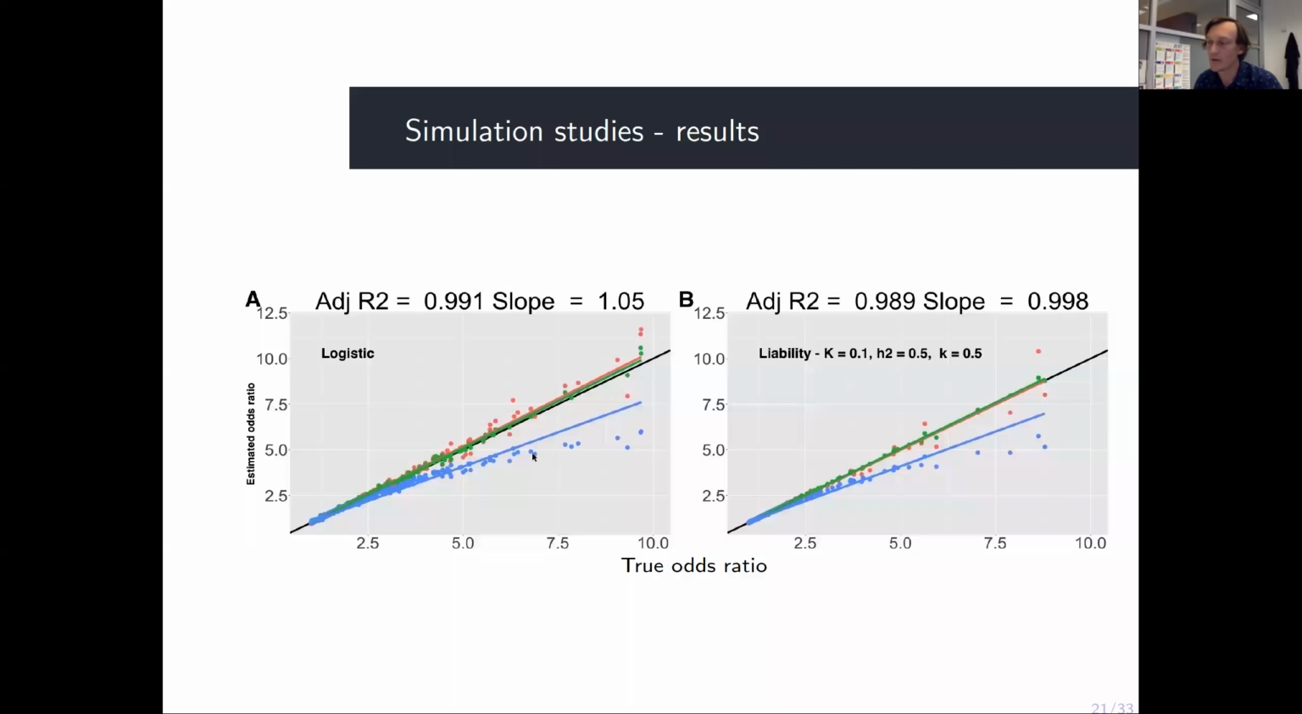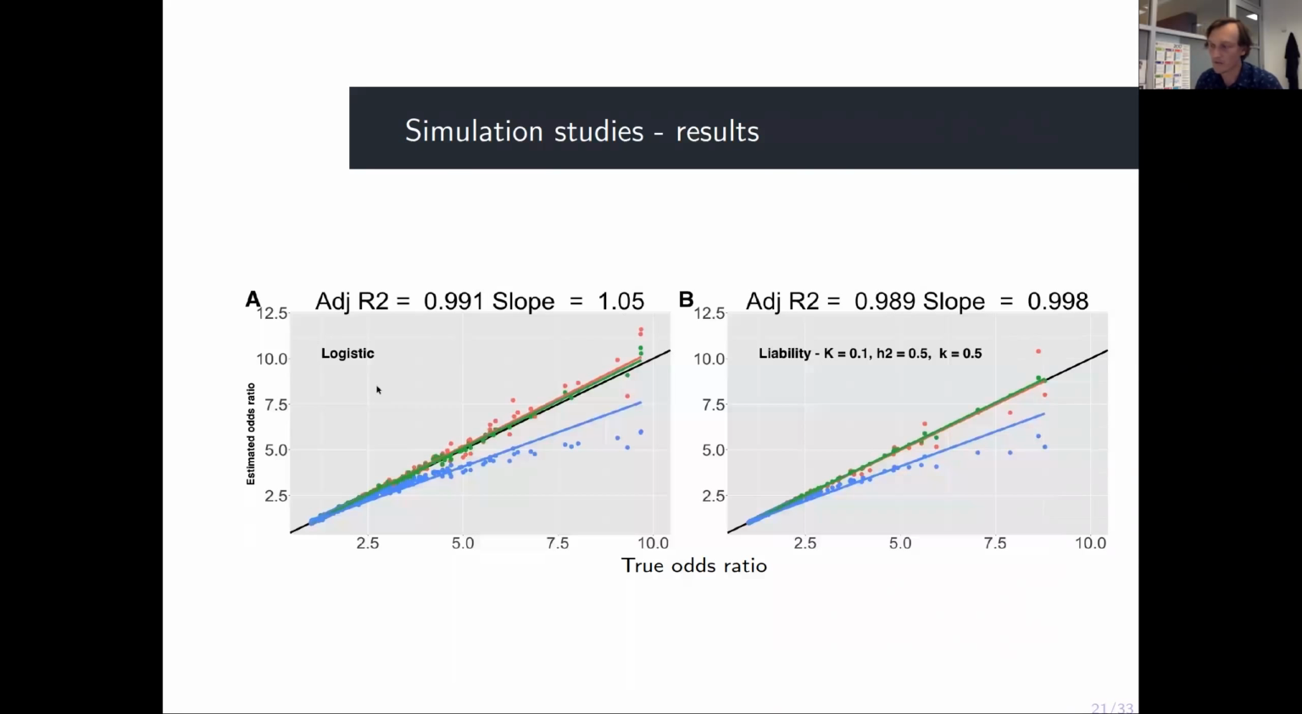Each point here, there are 5,000 points on each plot, represents a simulated effect and its estimated effect on the y-axis. So we summarize how well the model does by looking at the adjusted R-squared and the slope. The closer these things are to 1, the better the hypothesized performance of the method is.